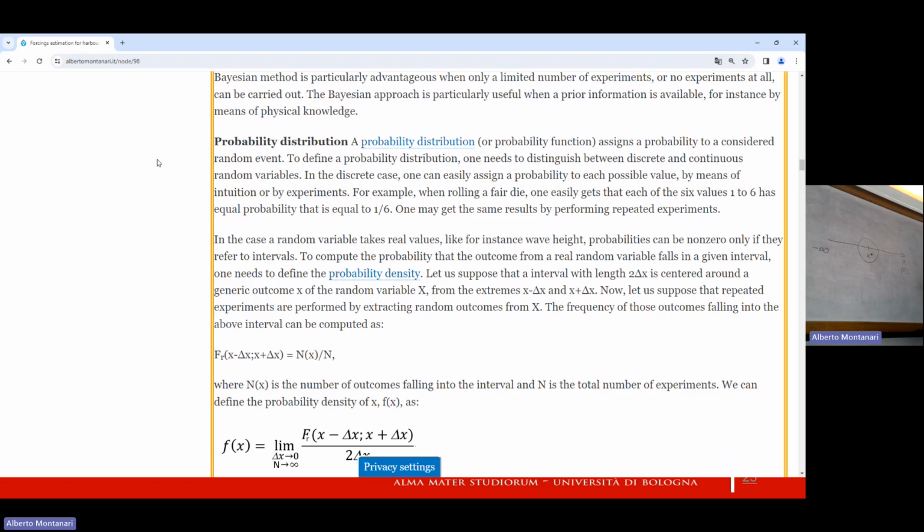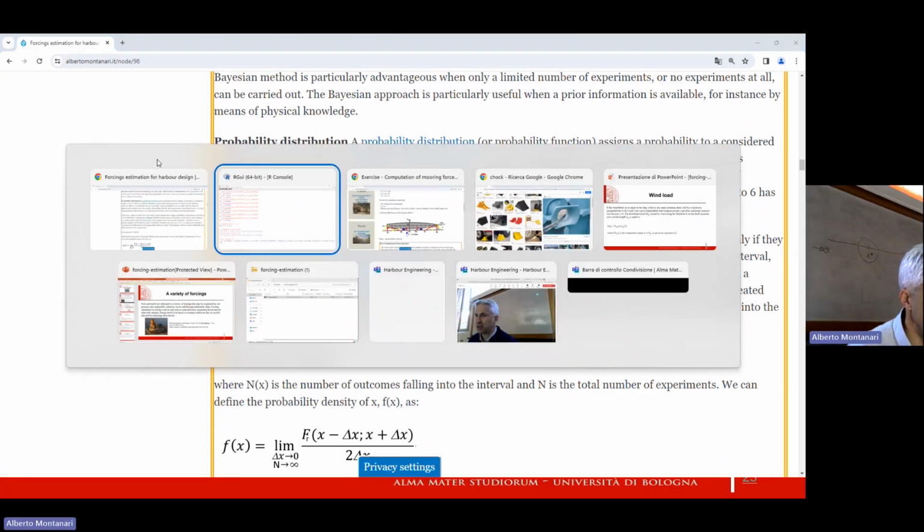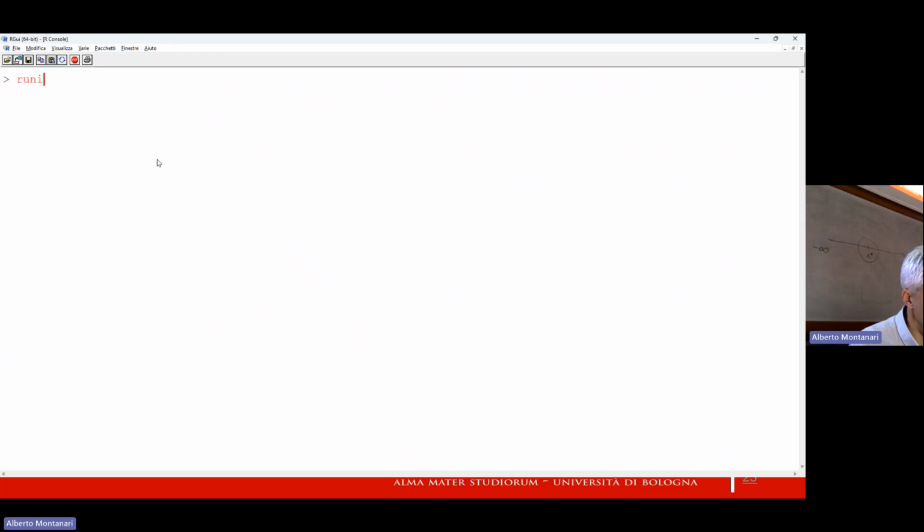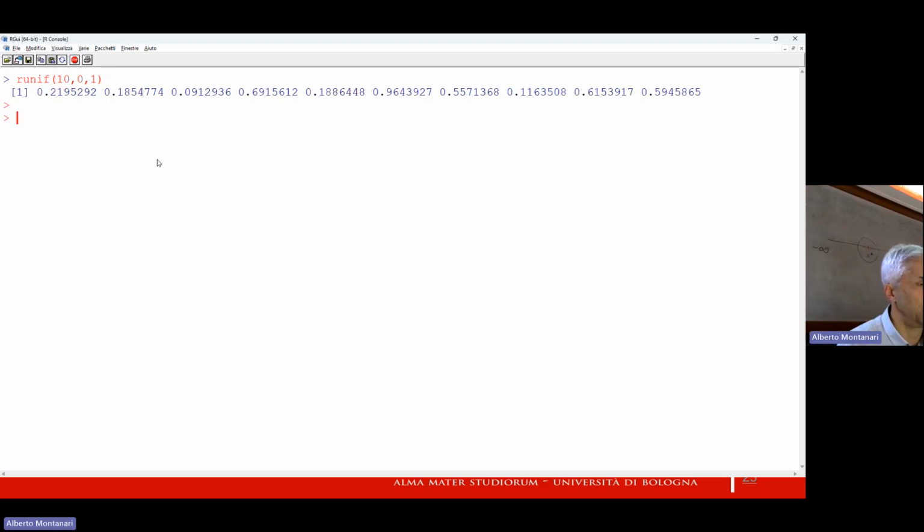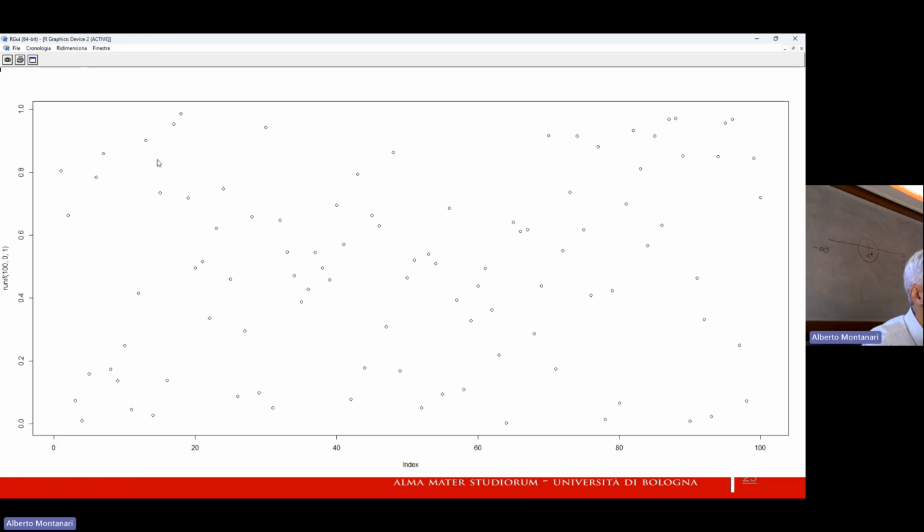So basically, for instance, let's go again into R. The function runif generates random numbers, and you give the number and the range, 0, 1. And they are randomly distributed. If you make a plot of runif(100, 0, 1), you see they are really randomly distributed. This is the variable on the vertical axis. You don't see really some regular pattern.